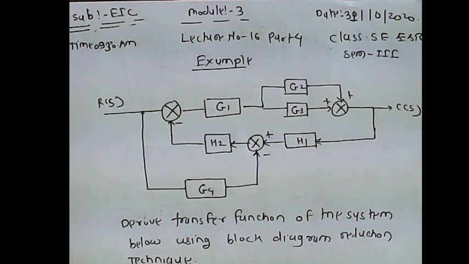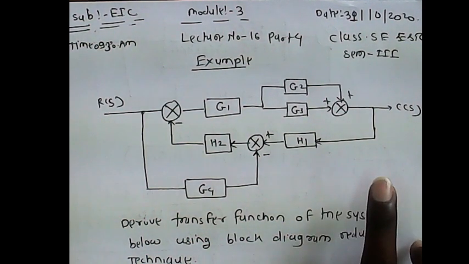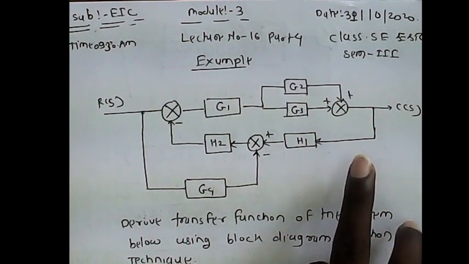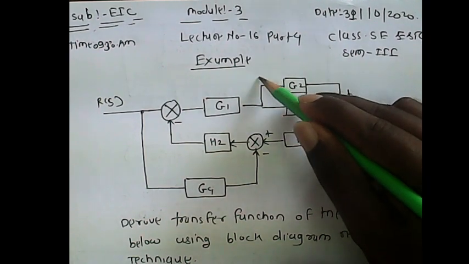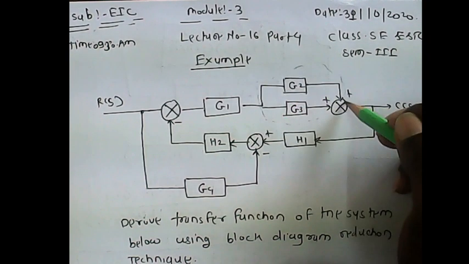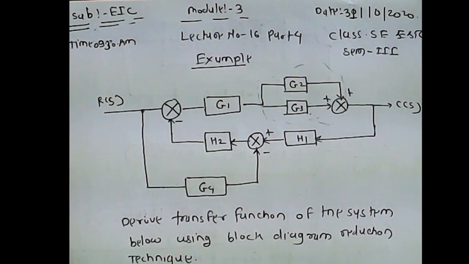Okay, so first we observe the block diagram. So where will we start? First we observe there are various feedback paths. So we separate the summing point in the feedback path, and first we observe that the blocks G1 and G2 are in parallel. So first we reduce these blocks. Okay, so let us start. So, solution.